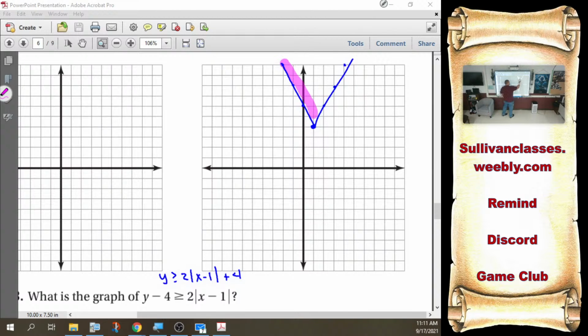So okay, I'm saying the v. It's y is greater than or equal to the absolute value. Okay. So the absolute value graph is here. Y is going to be greater than here. Okay.